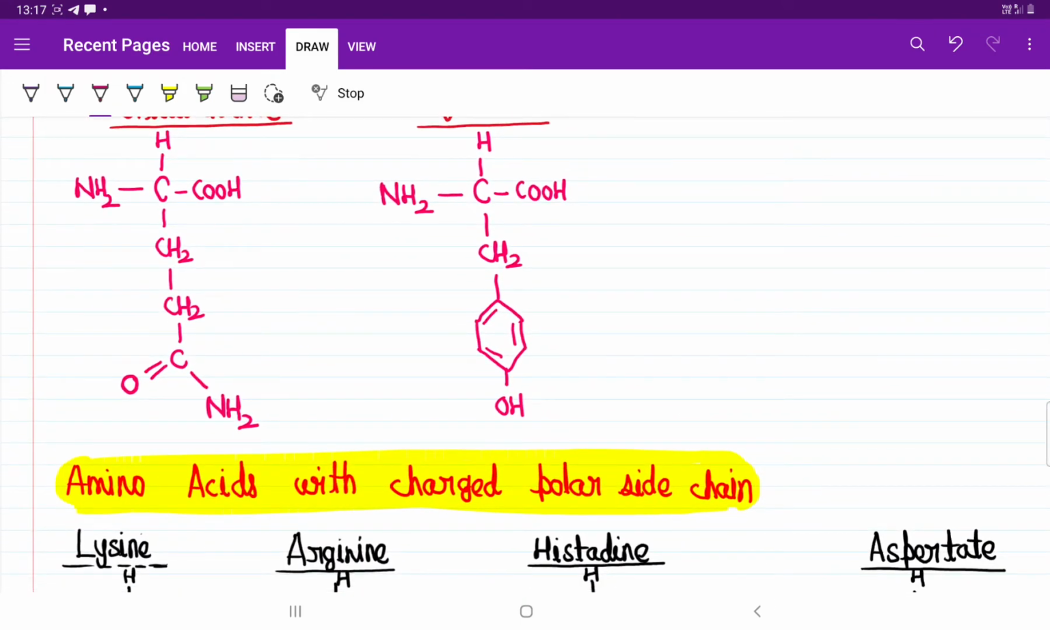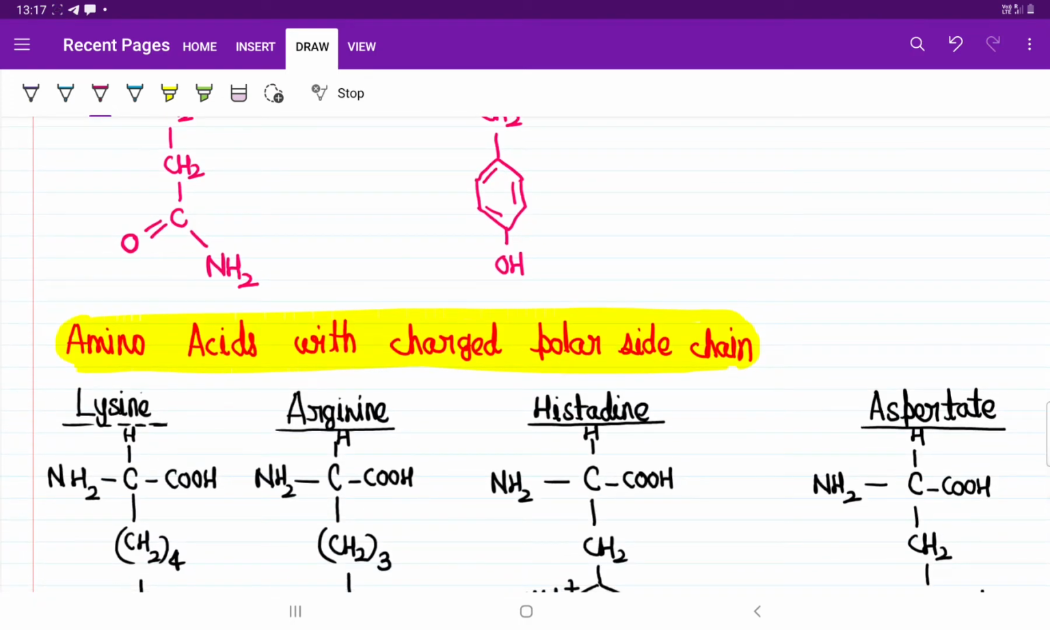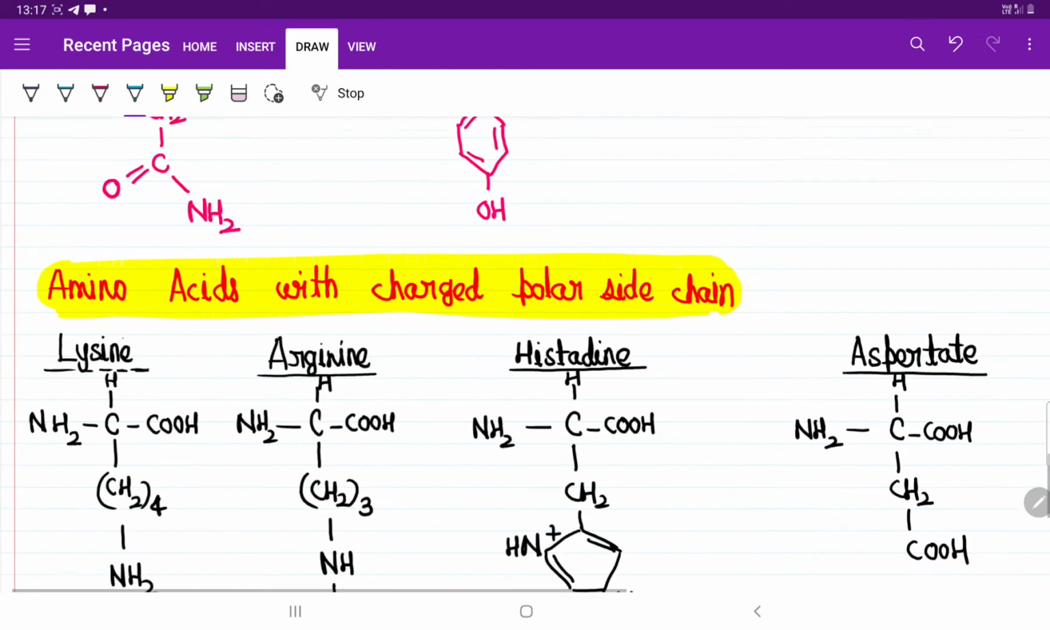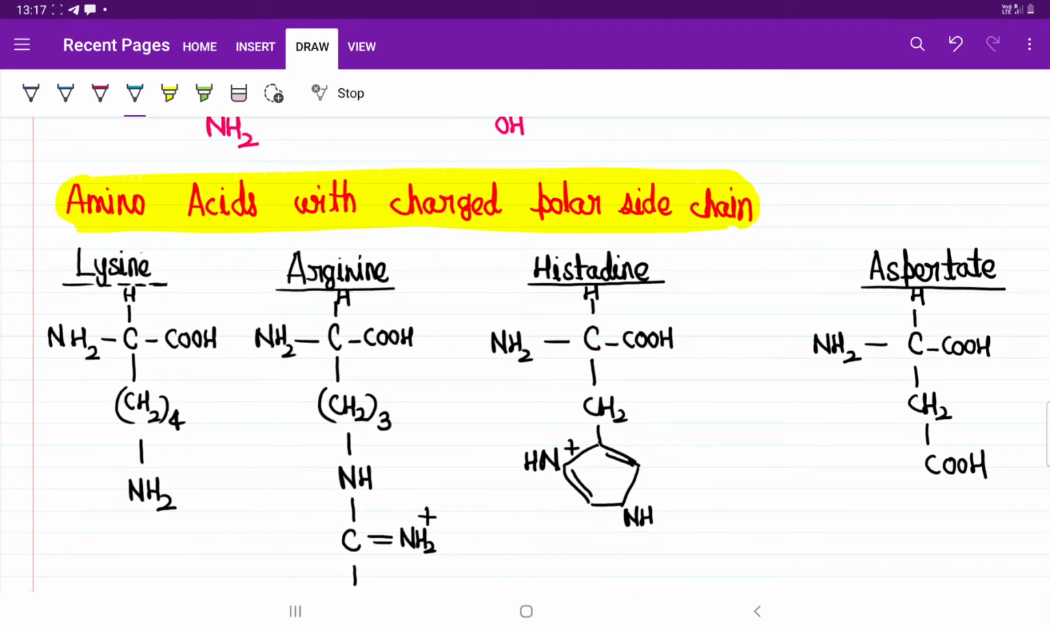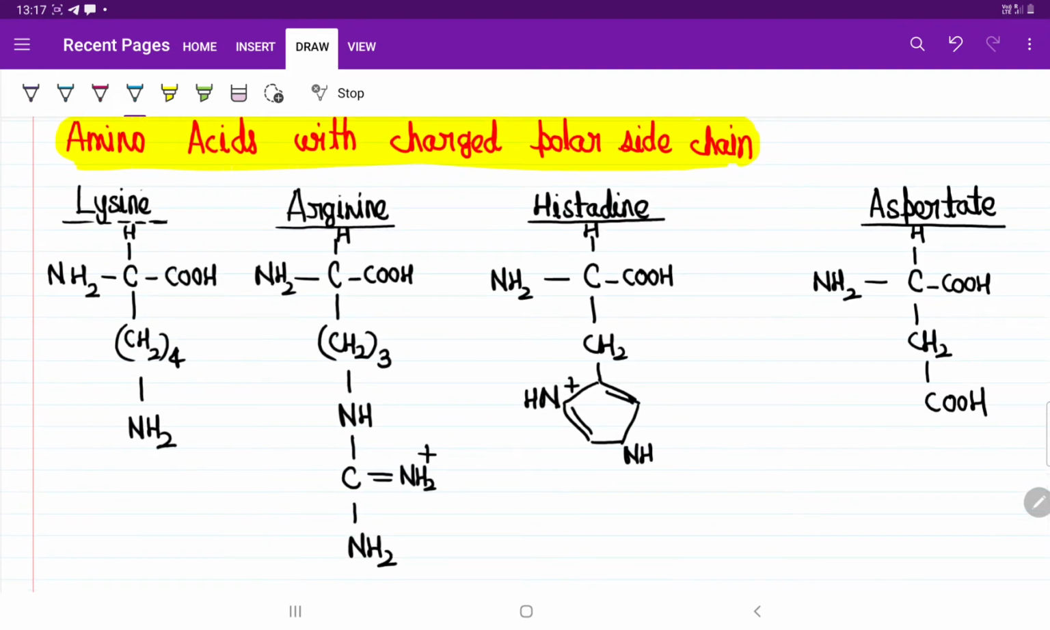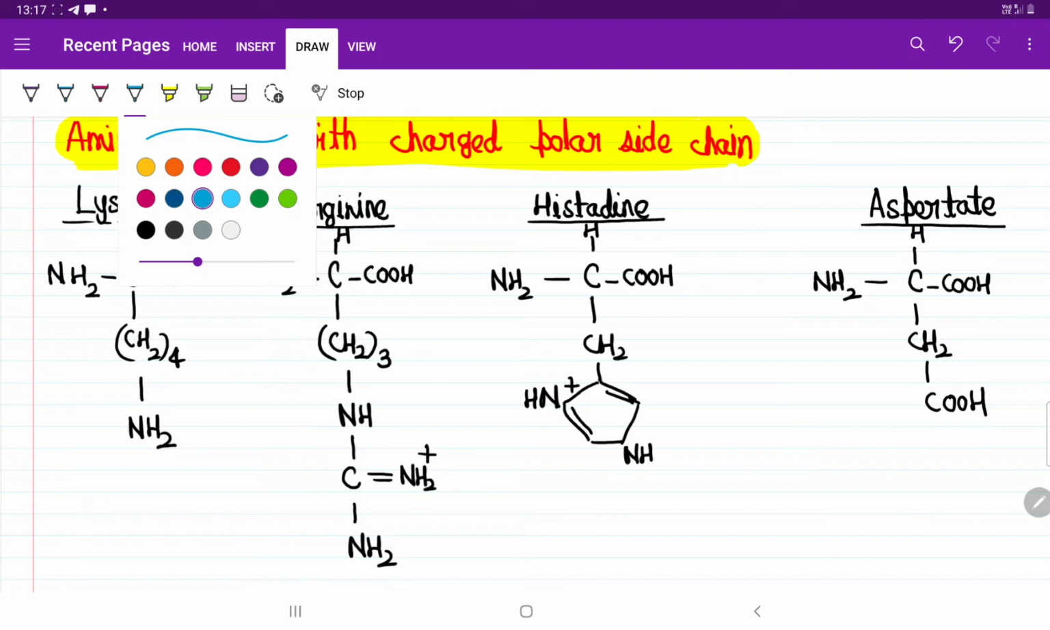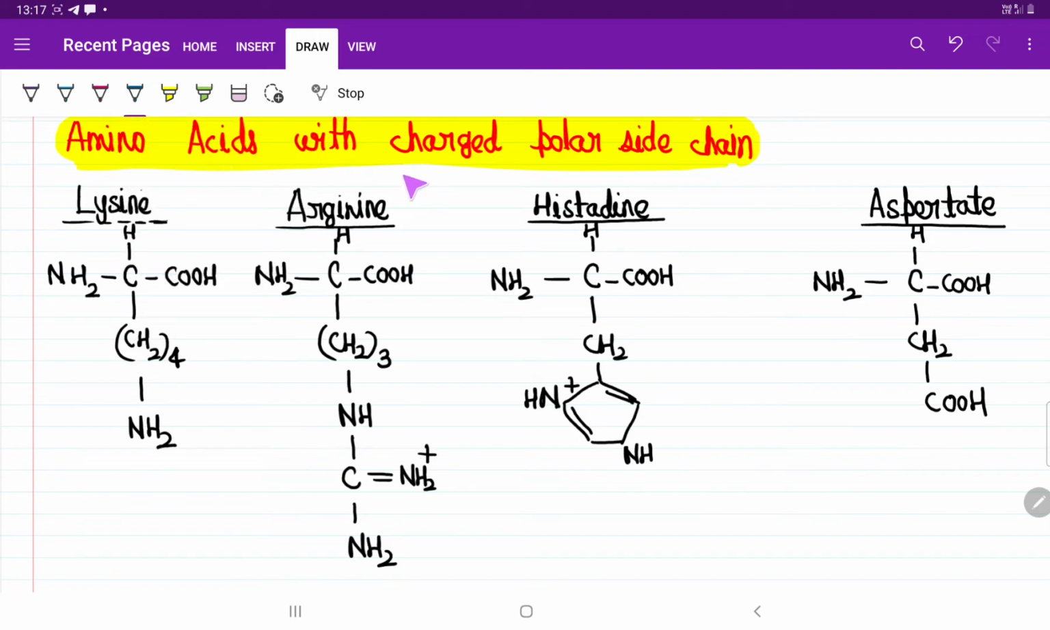Now the next one, very important: amino acids with charged polar side chain. That means at pH 7, or physiological pH 7.4, their side chains are charged. Like these three amino acids, arginine, lysine, histidine. Arginine, lysine, histidine are also called basic amino acids, basic meaning alkaline. Why are we calling them basic amino acids?